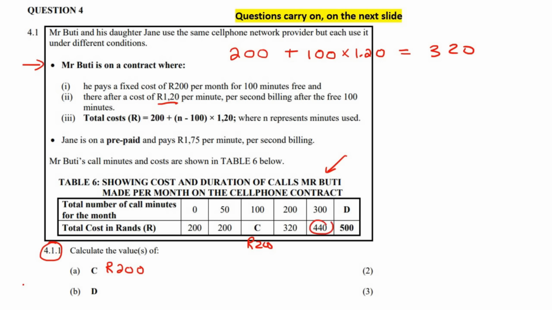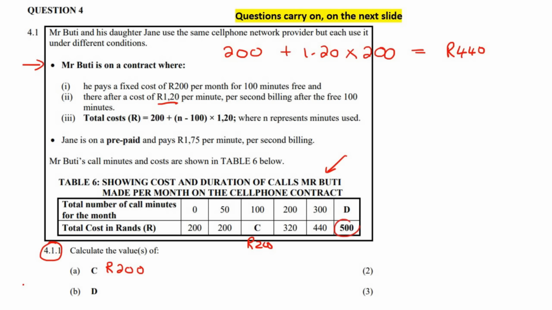Let me show you how they got this number, just out of your own interest. So if he speaks for 300 minutes, then he's always going to pay 200 Rand per month. And then for every minute that he goes over the free 100 minutes, he'll pay 1 Rand 20. So here he speaks for 300 minutes. But remember that the first 100 are free, so he only speaks for an extra 200 minutes after the 100-minute free. And so if you work this out, you would end up with 440. And that's exactly what you're getting over here.